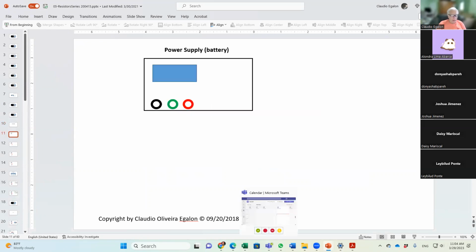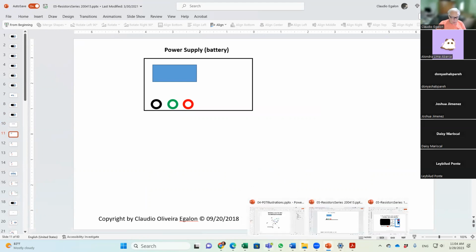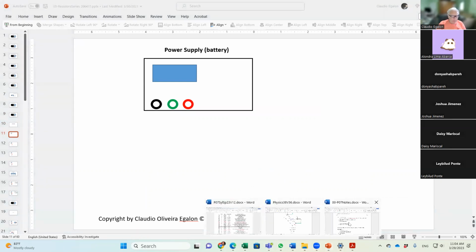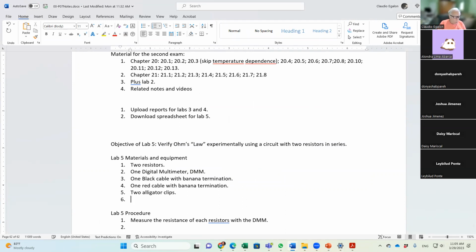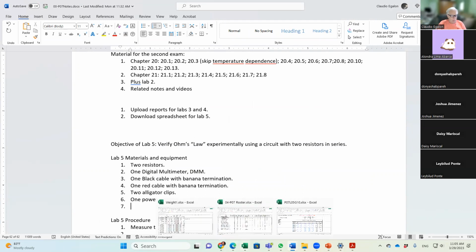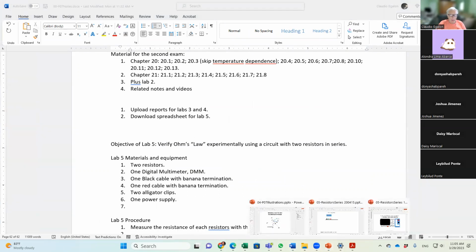Power supply. Okay, that's another device in our list of materials here. Materials and devices, right? And equipment. Materials and equipment. One power supply. One power supply, and then go here.